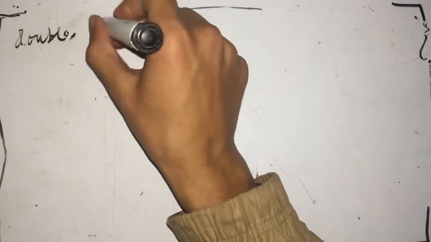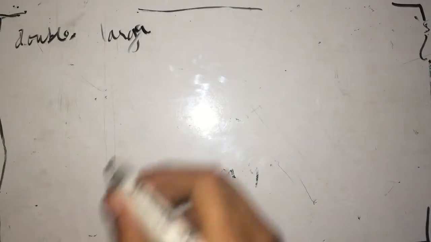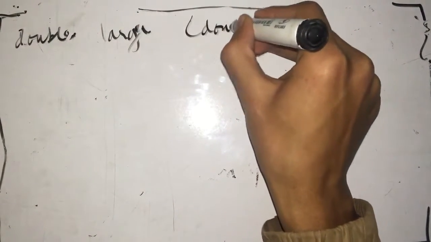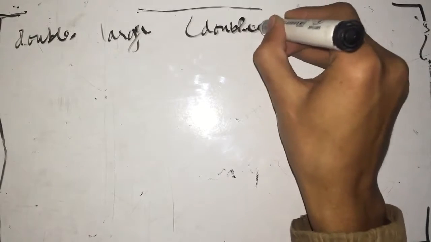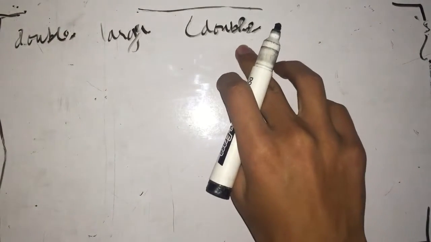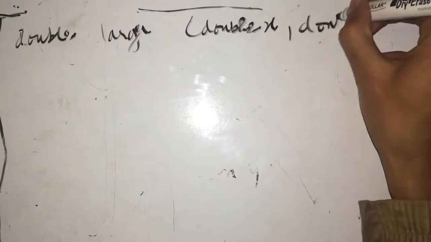So you have double larger, and for the prototype it's optional whether you want to write the formal parameters in the prototype section or not, but I'm going to do that. So you have double x, double y.